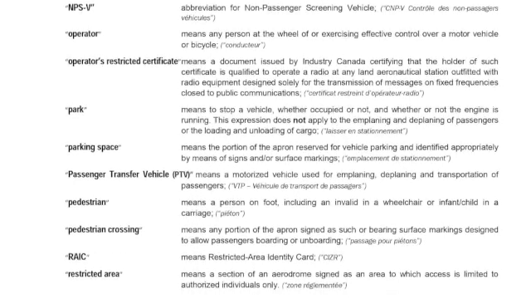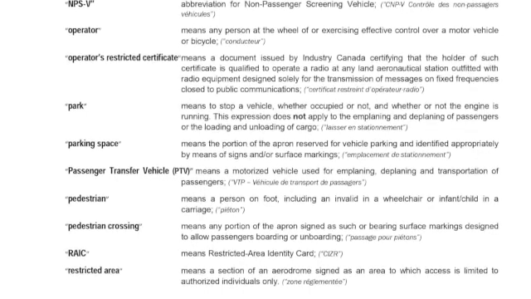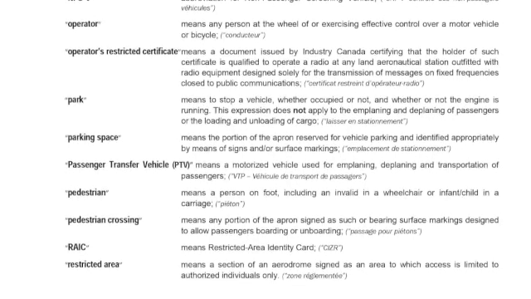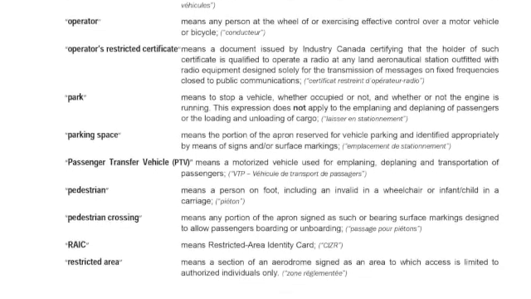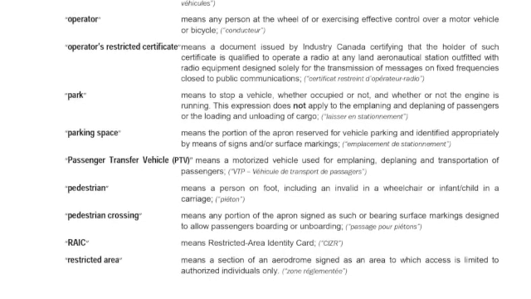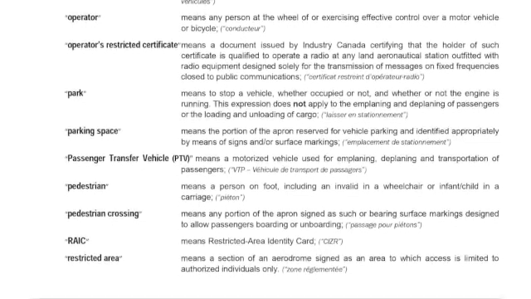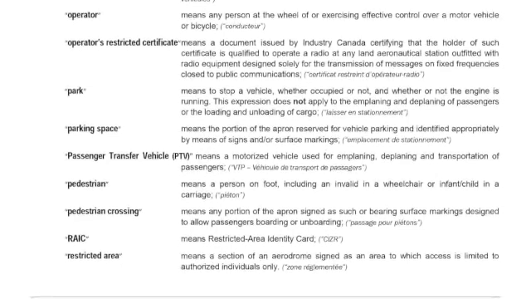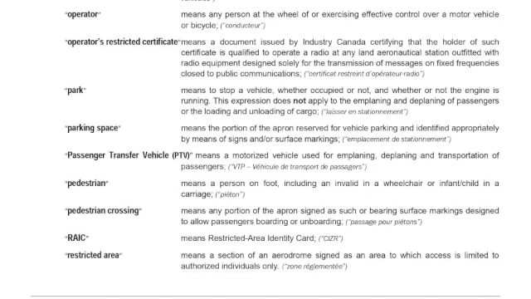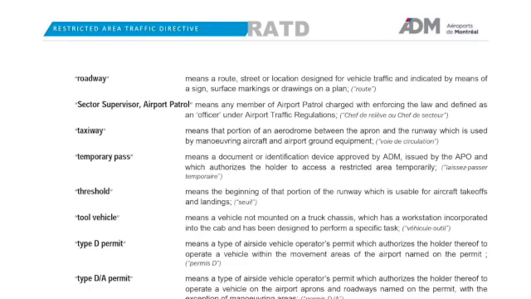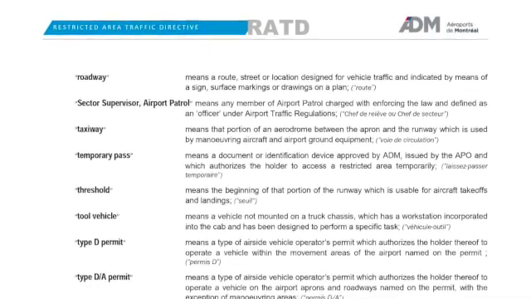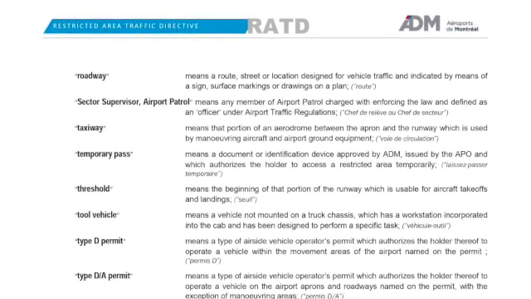Pedestrian means a person on foot, including an invalid in a wheelchair or infant/child in a carriage. Pedestrian crossing means any portion of the apron signed as such or bearing surface markings designed to allow passengers boarding or unboarding. RAIC means Restricted Area Identity Card. Restricted area means a section of an aerodrome signed as an area to which access is limited to authorized individuals only. Roadway means a route, street, or location designed for vehicle traffic and indicated by means of a sign, surface markings or drawings on a plan.